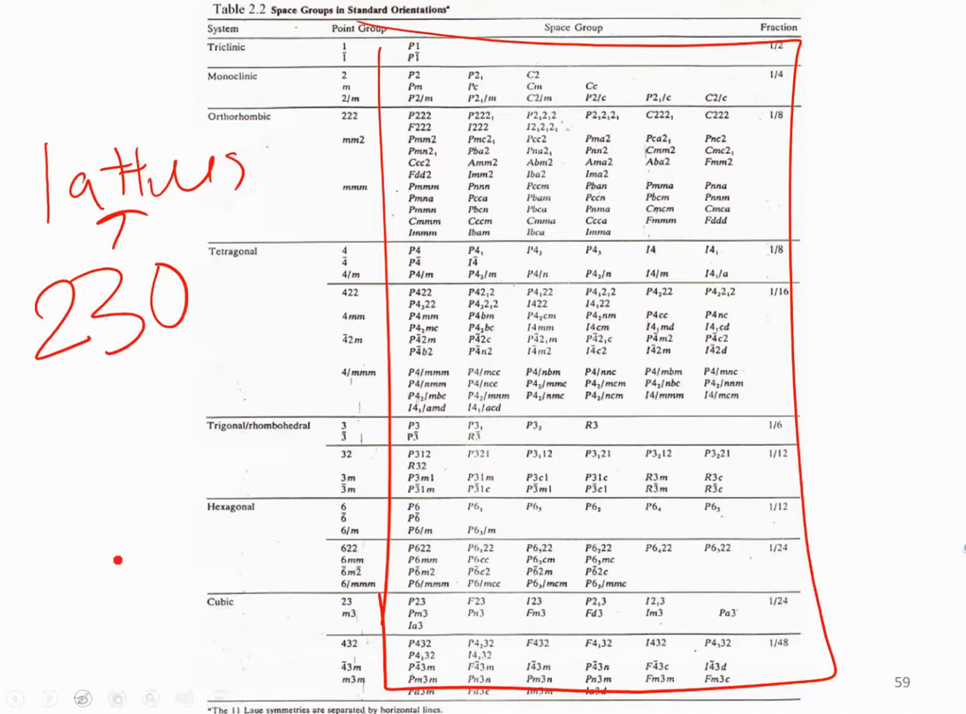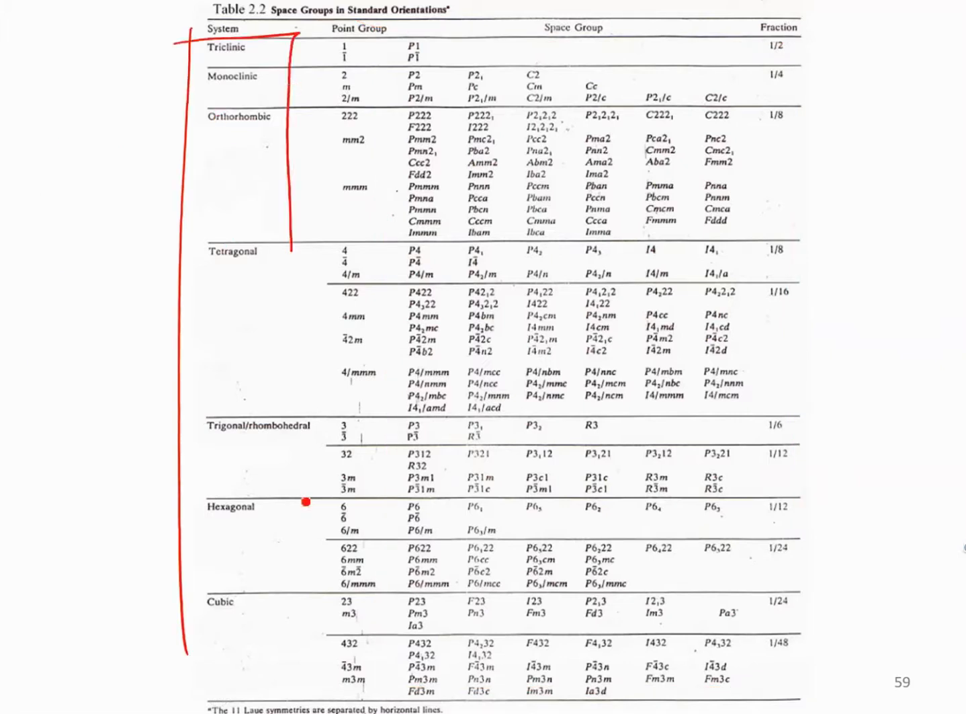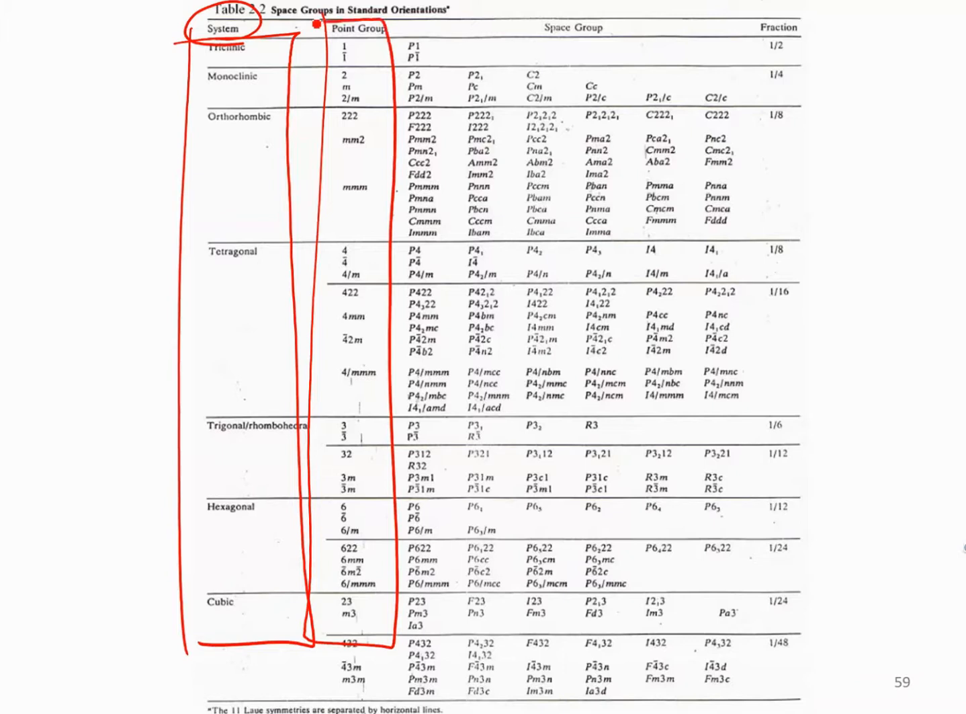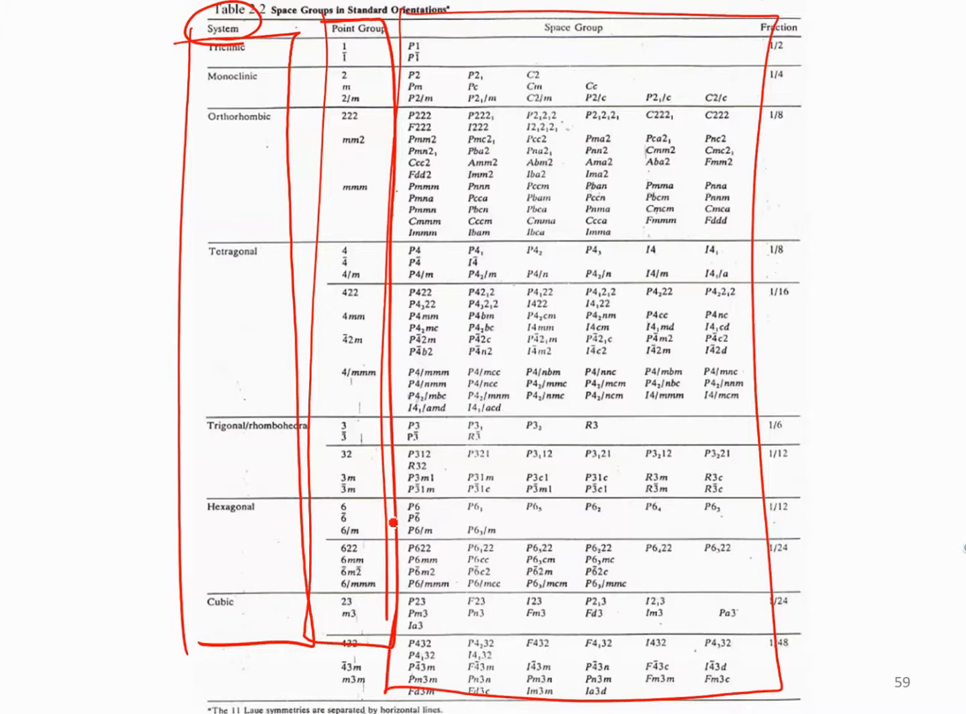So we have 7 crystal systems. The systems here: triclinic, monoclinic, orthorhombic, tetragonal, trigonal, hexagonal, and cubic. And we have 14 Bravais lattices. And then we have 32 point groups. And then 230 space groups, 230 of the different lattices.